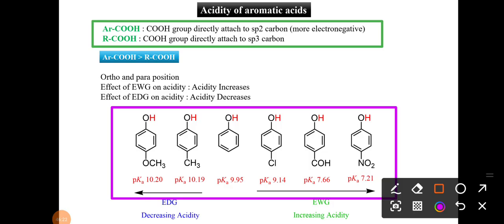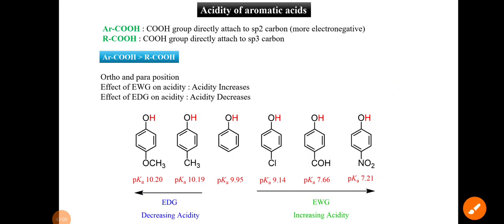So what is the pKa? 10.2 and 10.19. Means acidity decreases due to the effect of the electron donating group. And similarly in this one, these are electron withdrawing groups: chlorine, an aldehyde CHO, and nitro, so the acidity increases. Means electron withdrawing groups increase the acidity of your phenol. Similarly, electron donating groups decrease the acidity of your phenol molecules. I hope these things are very clear, acidity of phenols and acidity of your aromatic acids.